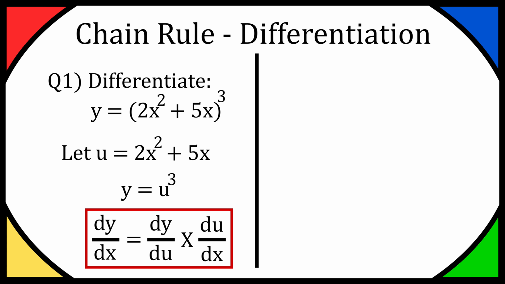And the chain rule is that dy over dx is equal to dy over du times du over dx. So if we want to find dy over dx, all we need to do is find dy over du and du over dx and then times them together.